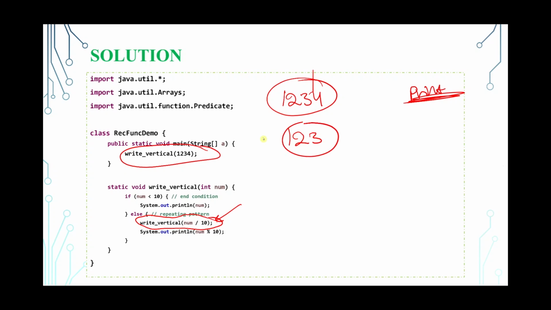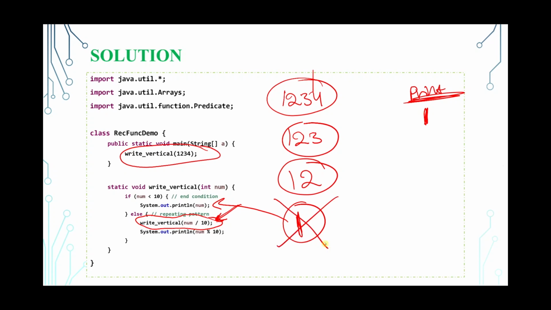Do we print anything yet? Not yet. Do it for the 12. Print anything yet? No. Do it on the 1 in here. Still in here. Do it for the 1. 12 divided by 10 gives you 1. So when you do it on the 1, you print the number. Print 1. Printed 1.